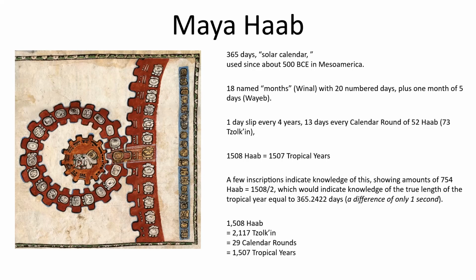And one of the things that we've found in some of their ancient inscriptions are some inscriptions that show that they seem to have been aware that 1508 Haab was almost exactly equal to 1507 tropical years. So there's some inscriptions that show half of those cycles, for example. And that means that they would have been aware that the tropical year was 365.2422 days.